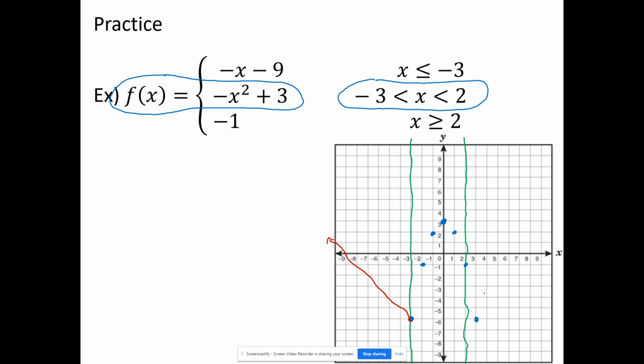And it's going to keep going from there, right? So this parabola is going to do something like this. It's going to keep going like that, down below there. And this one's going to keep going as well over here.